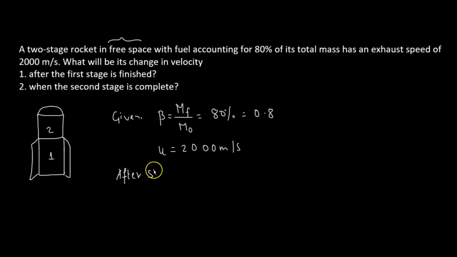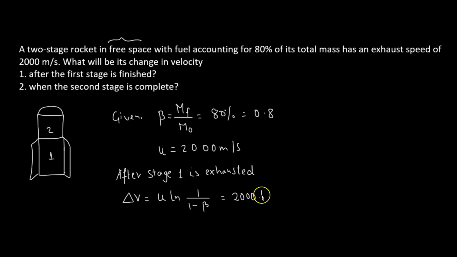Let's write it down. After stage 1 is exhausted, our rocket equation in free space gives the change in velocity equal to u, the exhaust speed, times the natural log of 1 over 1 minus beta. So let's substitute this value. For u we have 2000 times natural log of 1 over 1 minus beta, so that's 0.2, which equals 2000 times natural log of 5. So this is after stage 1 is exhausted.